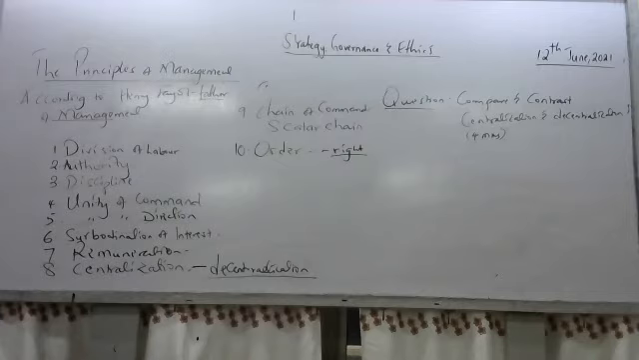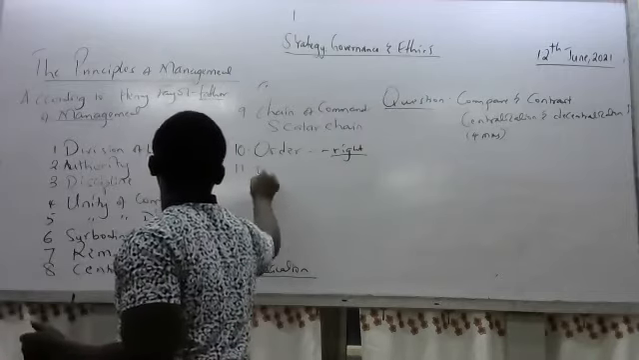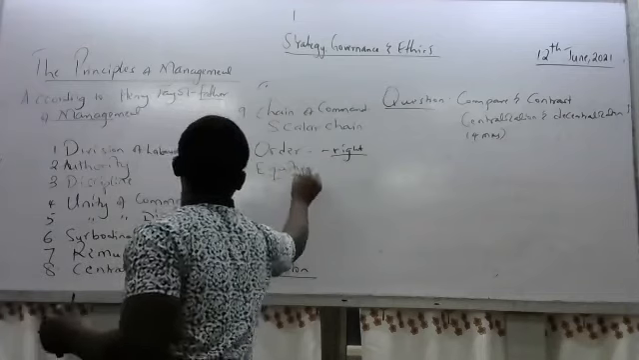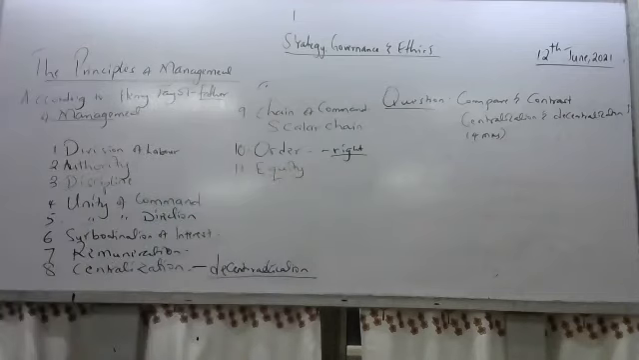Next one, equity. What is equity? There should be fairness and justice when dealing with subordinates. Usimistreat watu. Just because we have allowed the organization to rule over us does not mean that we should be misused. There should be fairness.